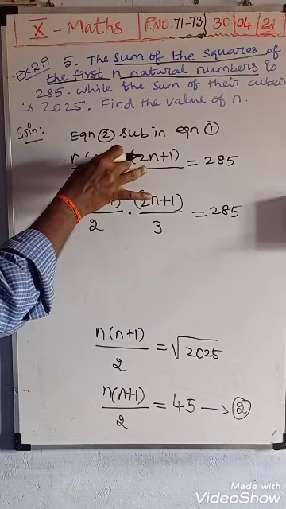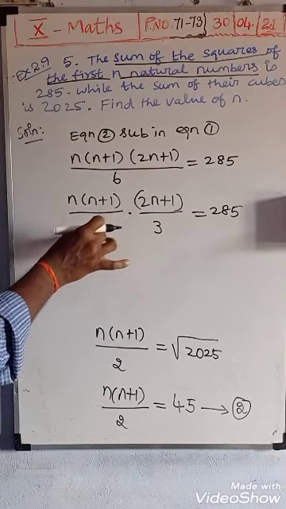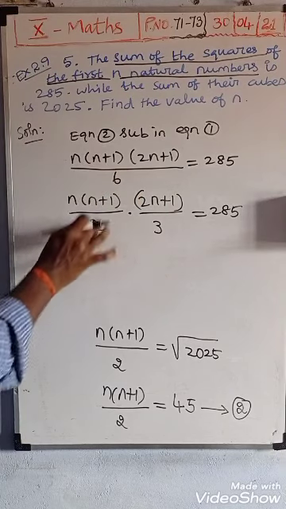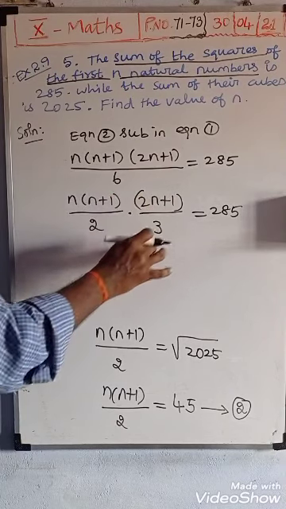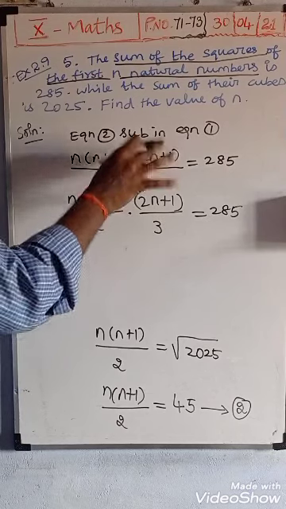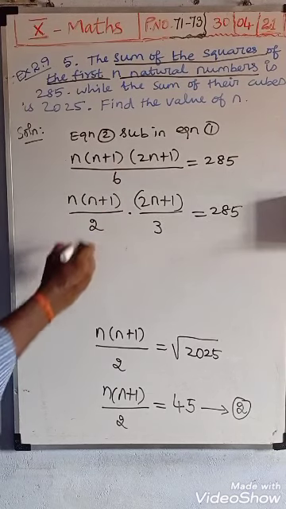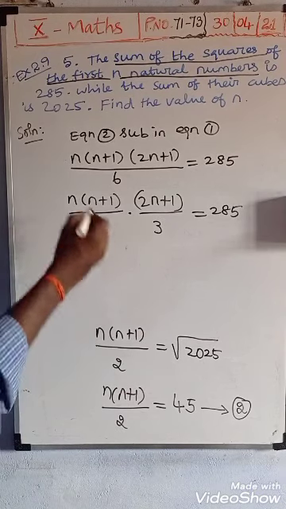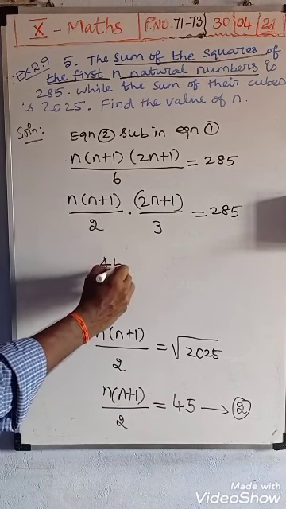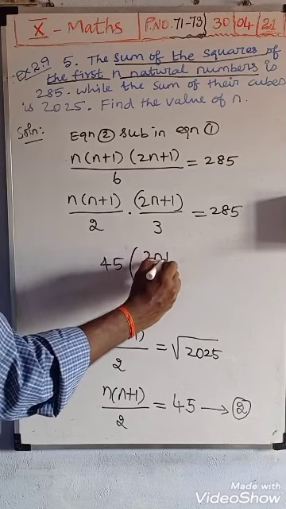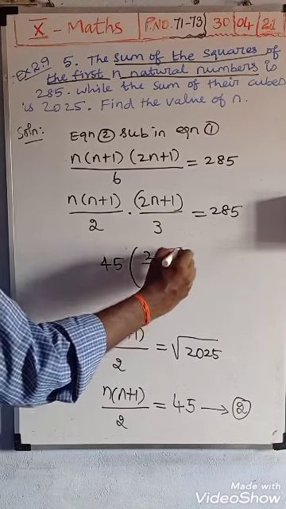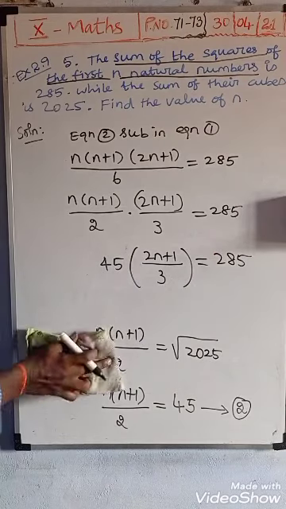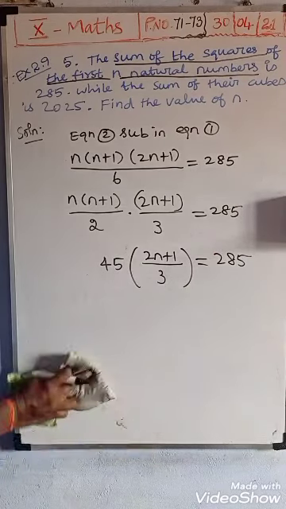We split the formula like this because 2 threes are 6, so we split 6 into 2 into 3: n into n plus 1 by 2 into 2n plus 1 by 3. If you multiply, you will get the original formula. Now, we know this value is 45. So 45 times 2n plus 1 by 3 is equal to 285. Now we will easily receive the value of n.